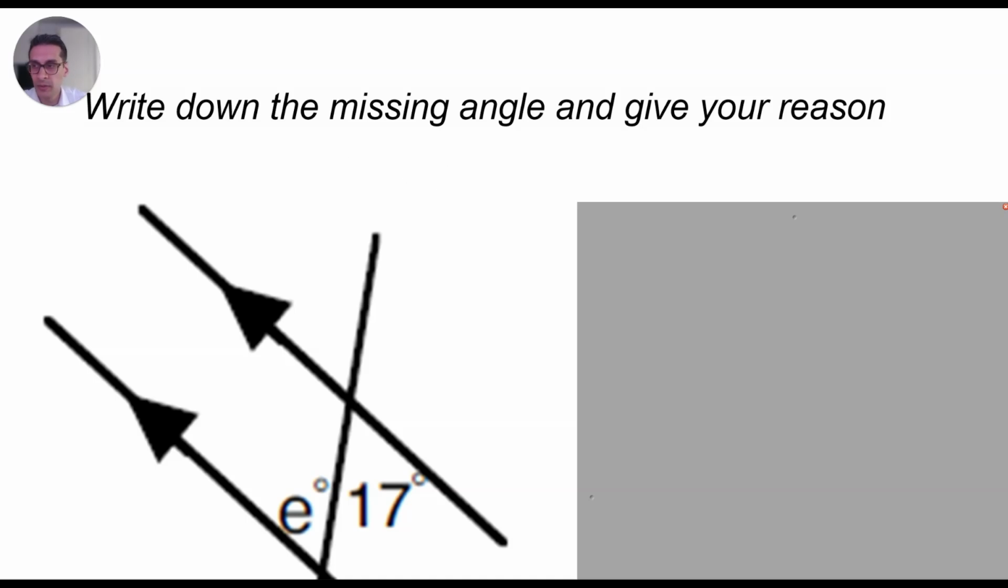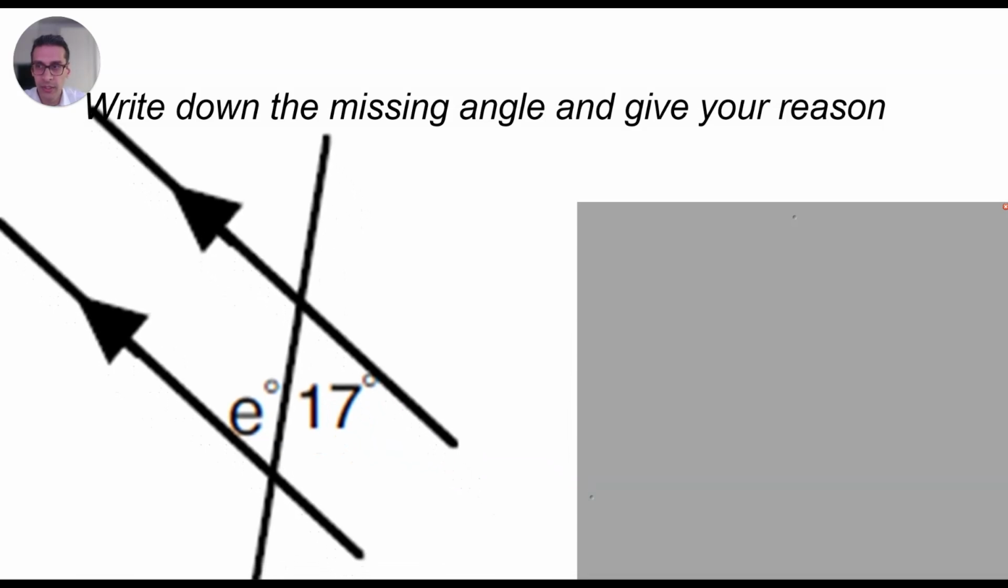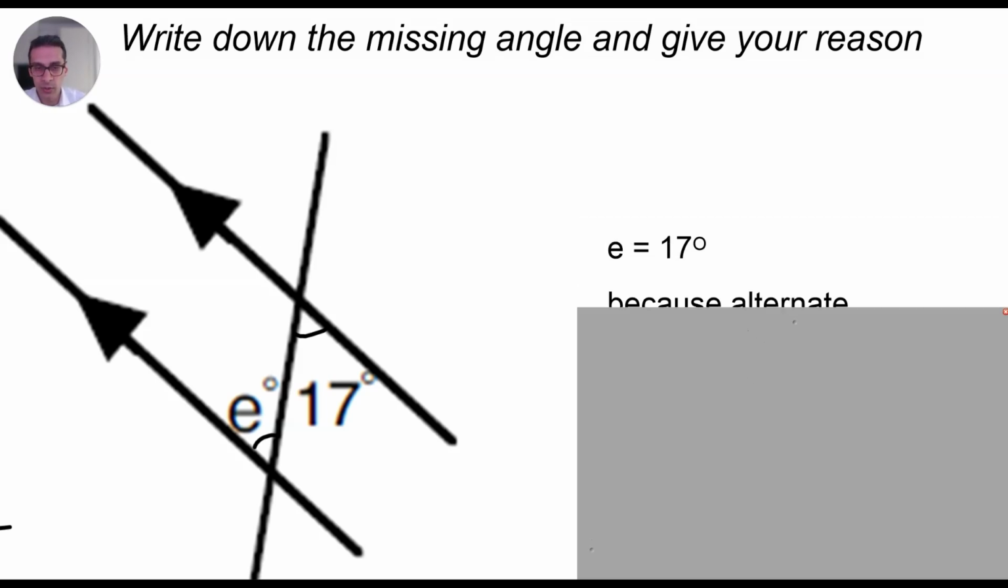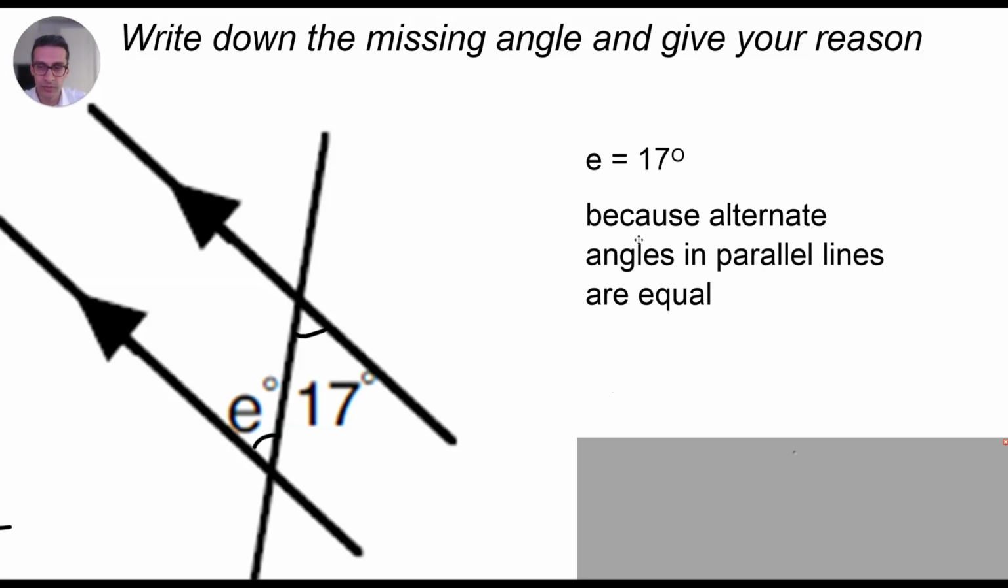Here's another example of a question. Have a go with this one. So write down the missing angle and give a reason. So we can see that this angle here and this angle here, opposite sides of the transversal and in between the parallel lines. So they're going to be equal to each other because alternate angles in parallel lines are equal.